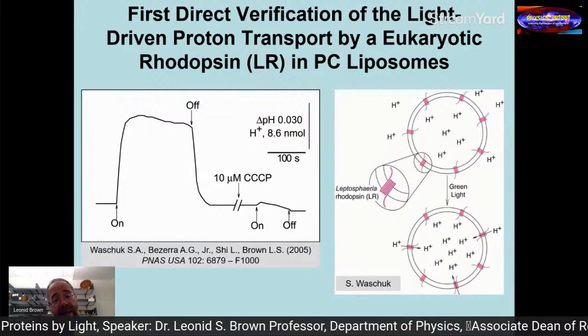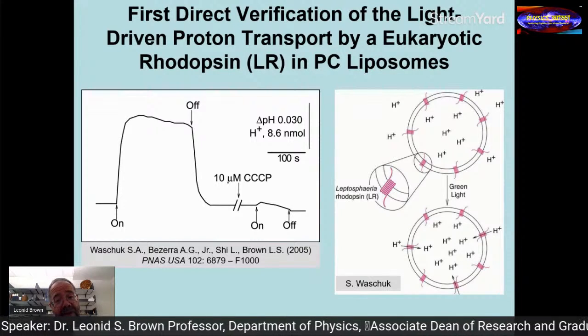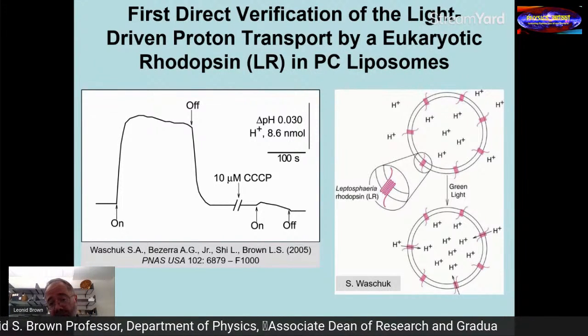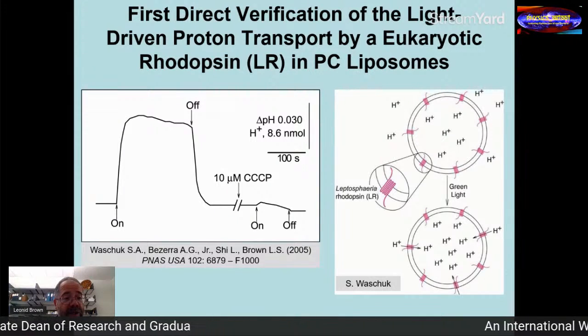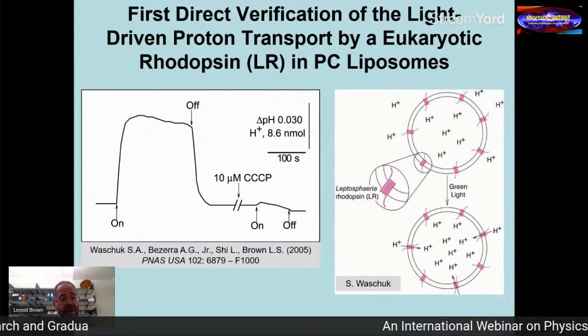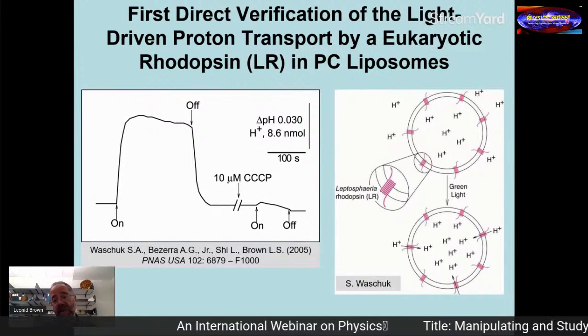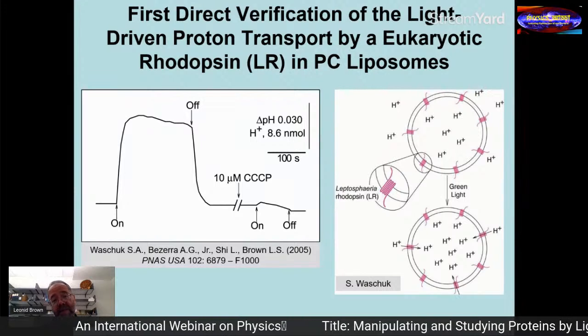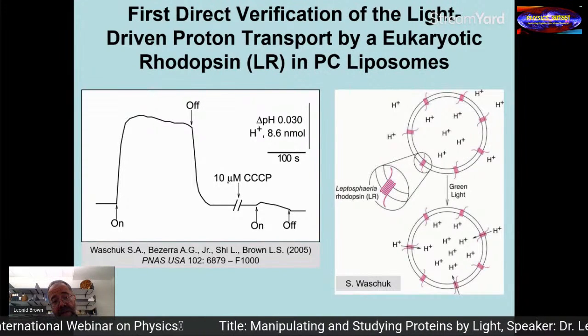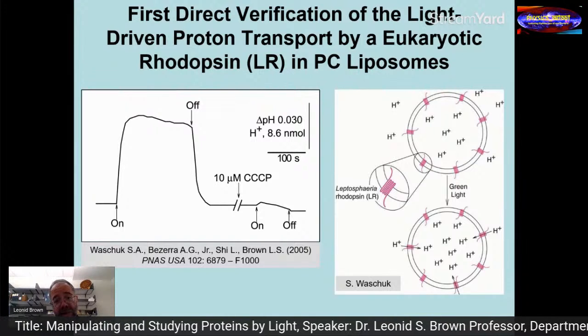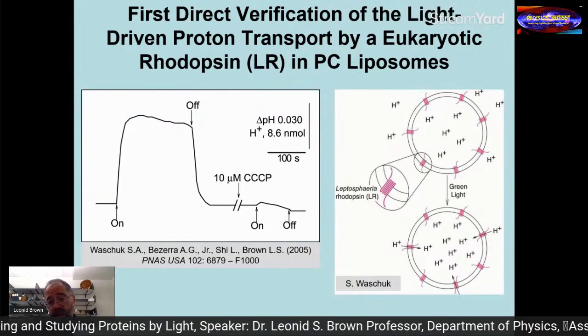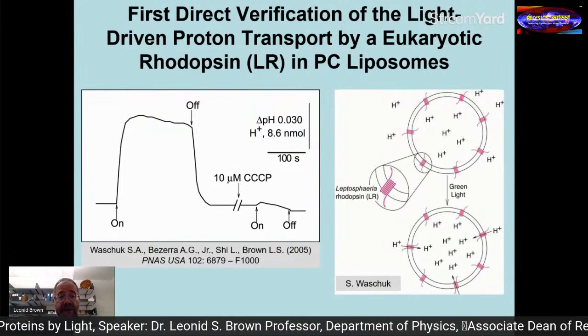Then when we shine light, they pump protons in or out, depending on what kind of protein it is, and then we can detect it. We can detect it by measuring changes in the pH of the solution. Then we can check if the transport is active by adding a proton uncoupler. This example is from our discovery of the first proton-pumping protein in fungi.